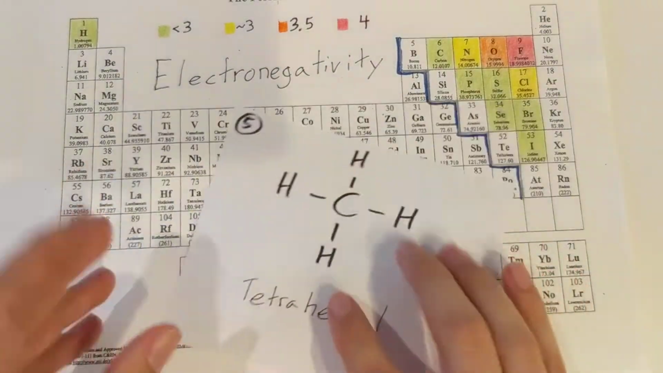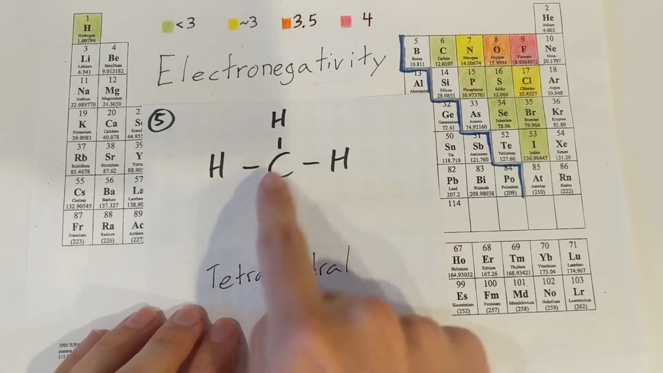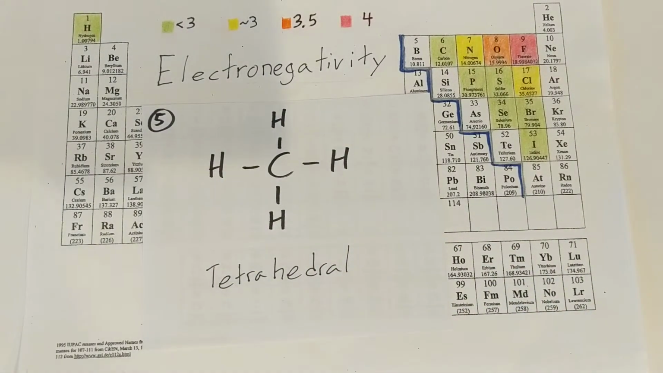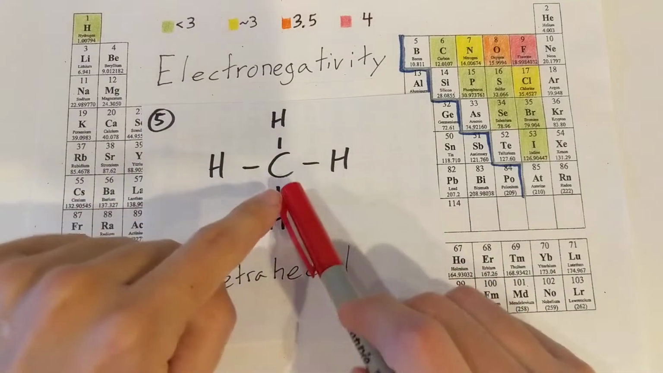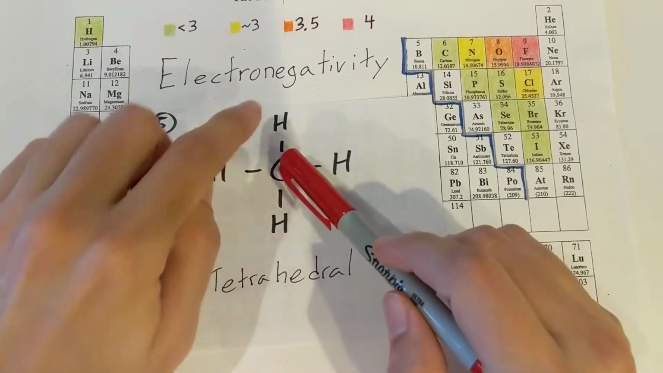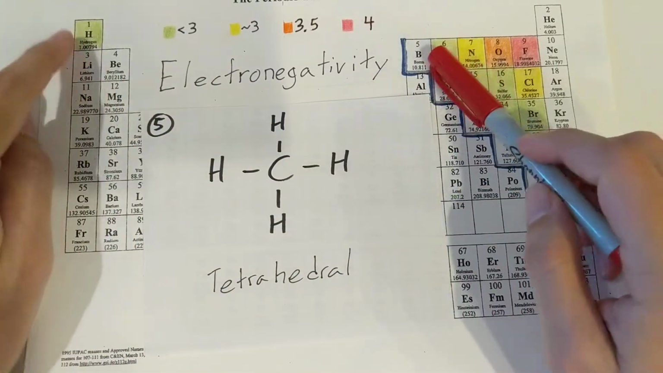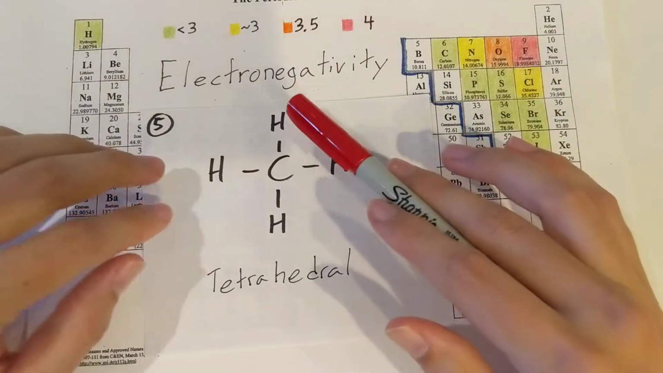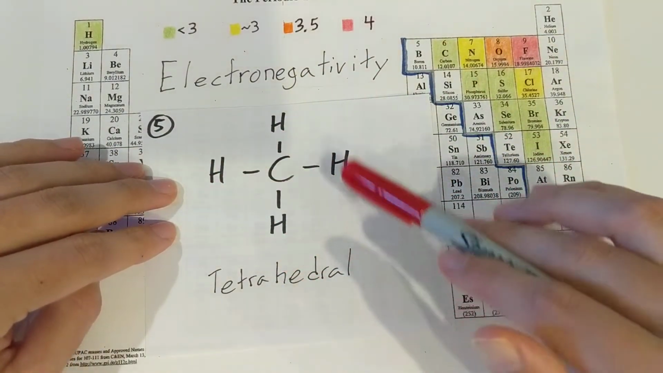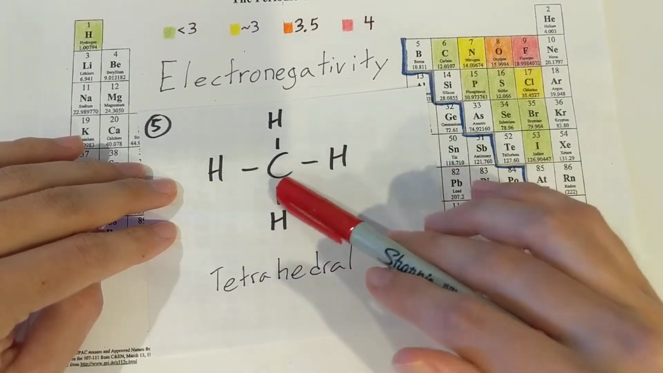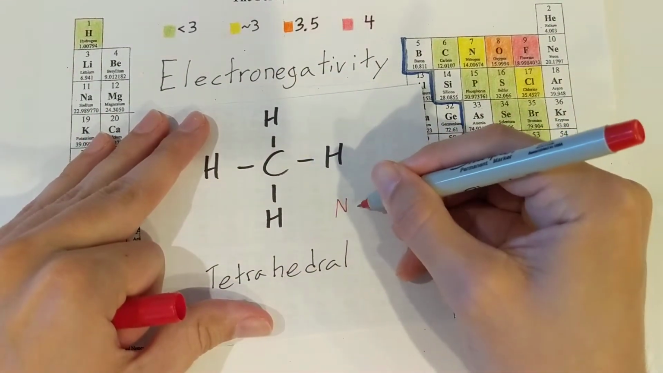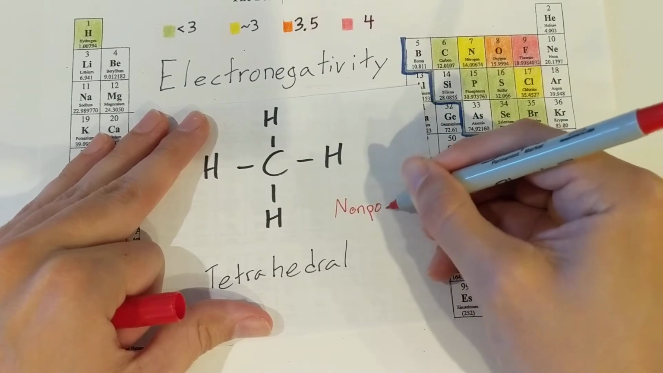What about this next one? We got CH4. This is methane. It forms a tetrahedral. And if we take a look, our bond between carbon and hydrogen, they're pretty close together. They're not exactly the same, but we're going to say they're pretty close together. So all the bonds are individually nonpolar. No electrons really getting pulled in any direction. It's going to be a nonpolar molecule.